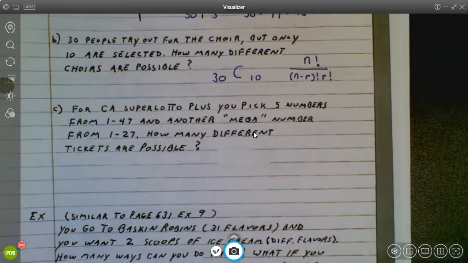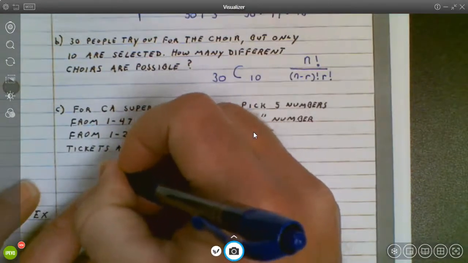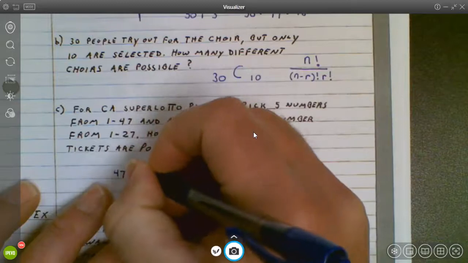because instead of just saying 6 numbers, it makes it harder for you to win when the mega number has to be a certain number separate from the group. So how many tickets are possible? So let's look at this one. I have to select 5 numbers from 1 to 47. The order in which I do that doesn't matter, and there's no difference in value to it. I can pick 40, then I could pick 8, and then I could pick 7. So I'm just taking a group of 5 numbers from 1 to 47. So I'm going to have 47 numbers, and I'm going to choose a group of 5.